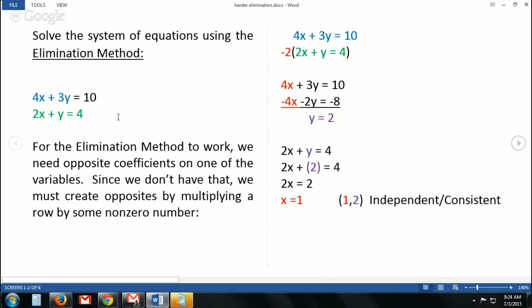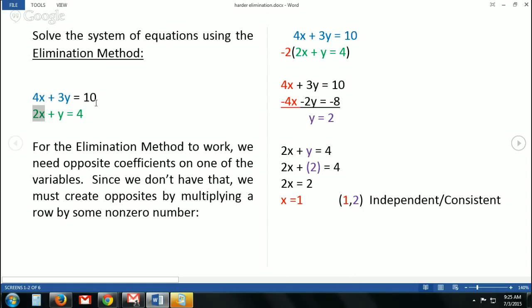Those are not opposites. So for this particular problem, I'm going to have to create my opposites by multiplying one of the rows by some non-zero number. I can pick any non-zero number that I want that will create opposites. So now let's think. What's the opposite of 4x? Negative 4x would be the opposite of it. What would I multiply 2x by to turn that into a negative 4x? If I multiply by negative 2, it would make this 2x become negative 4x, which is opposite of the positive 4x above.